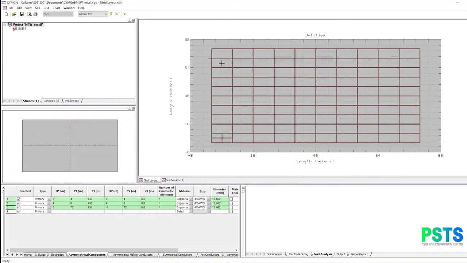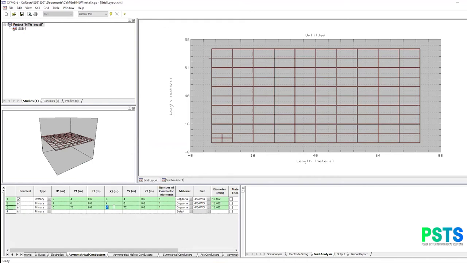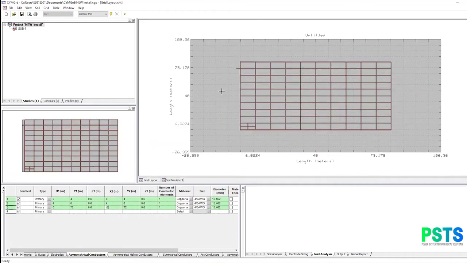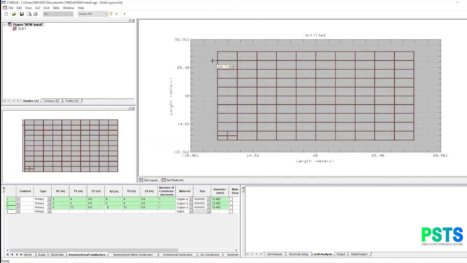So I put this small conductor here. I'll make it a bit bigger, let's say minus 2 meters. Then you can build something like this. What I'm trying to say is you can go from here up there, and that will work also, but this is the easiest way of doing it. These conductors you can add anywhere you want.